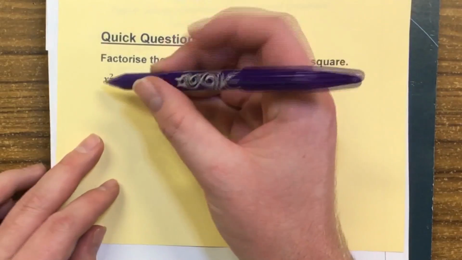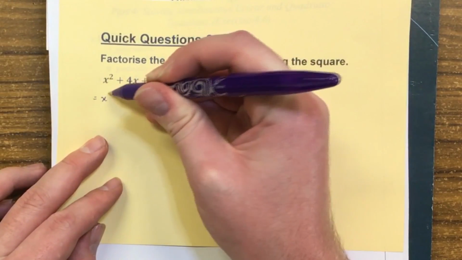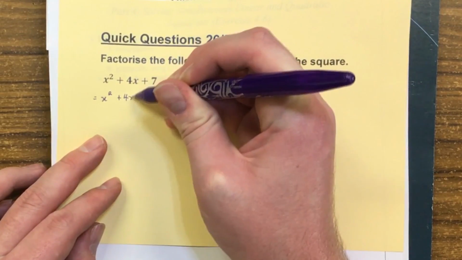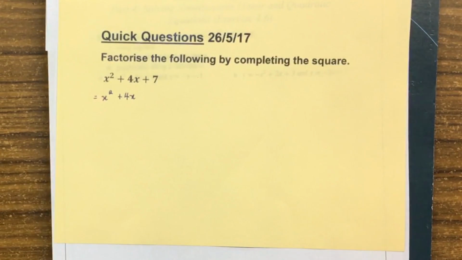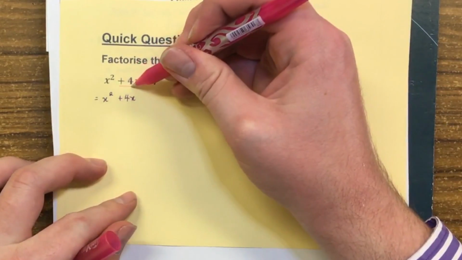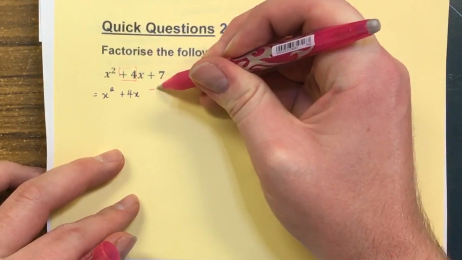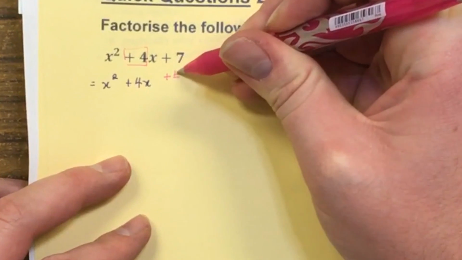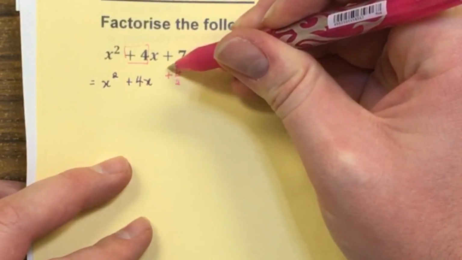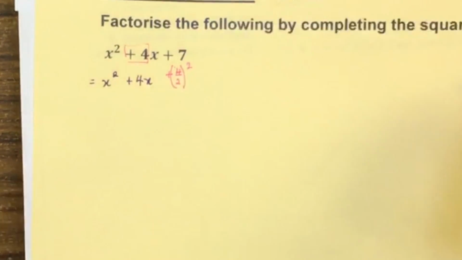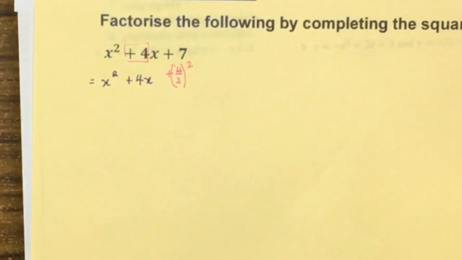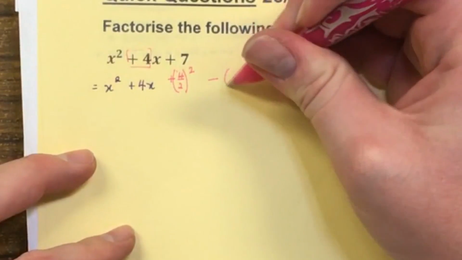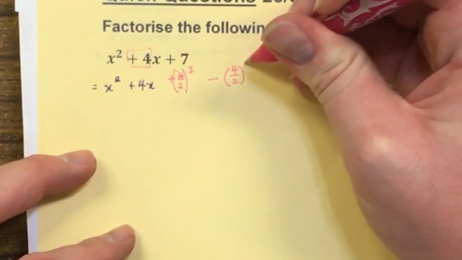So what we need to do is force this to become a square. I'm going to rewrite this as x squared plus 4x. And you might remember with completing the square, what we do is we half this middle term. So this becomes plus 4 over 2 squared, and then we'll also minus 4 over 2 squared.